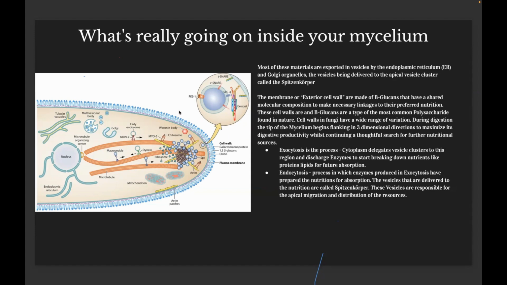The membrane of the exterior cell wall is made of beta glucans. See, there it is coming up again. We've got beta glucans. That's its molecular composition. It has 1,3 beta glucans. It's also made of chitin. Those are the two big heavy hitters there that are something you might want to remember. And they are the composition which is necessary for making those linkages to their preferred foods.